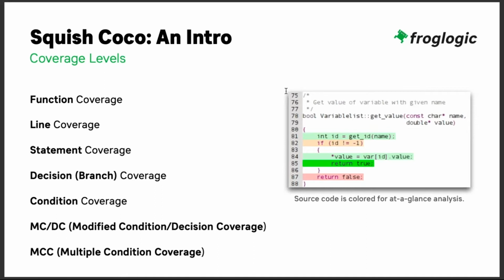One thing I'd like to mention is that this list is ordered in such a way that if you have, for example, 100% statement coverage, then automatically you have 100% line coverage and every preceding coverage metric in the list.